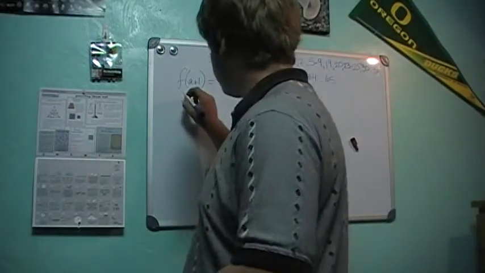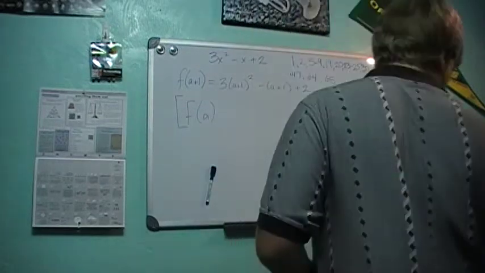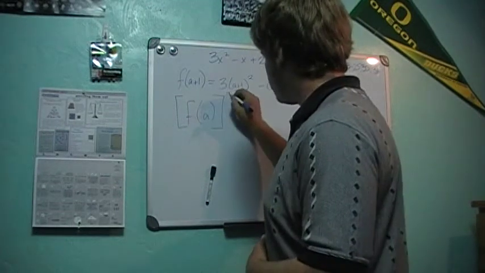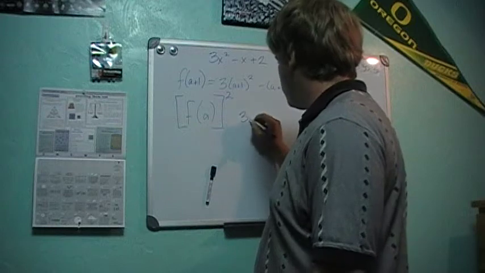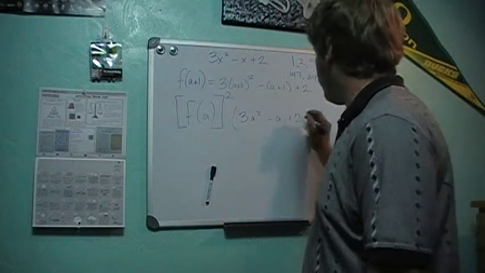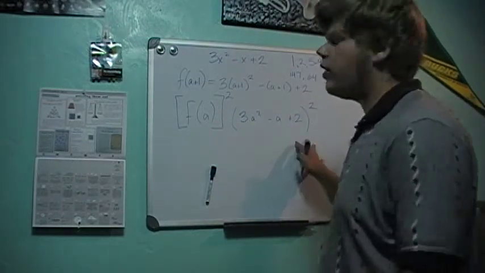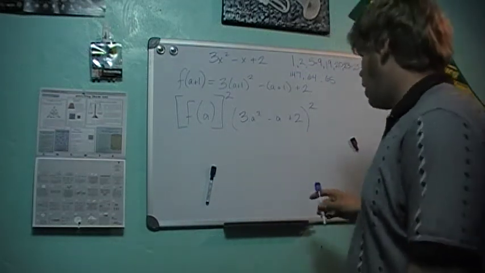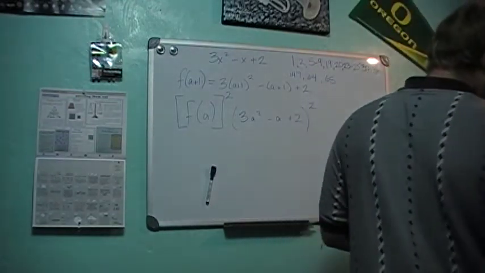Let's do this one. It's f of a quantity squared, and it's the one with the little brackets like that. So you basically just do f of a, so 3a squared minus a plus 2, and then you square the whole thing. And I would not simplify that. I just leave it like that because it's pretty nasty. So I think that's all I want to do for question 19.